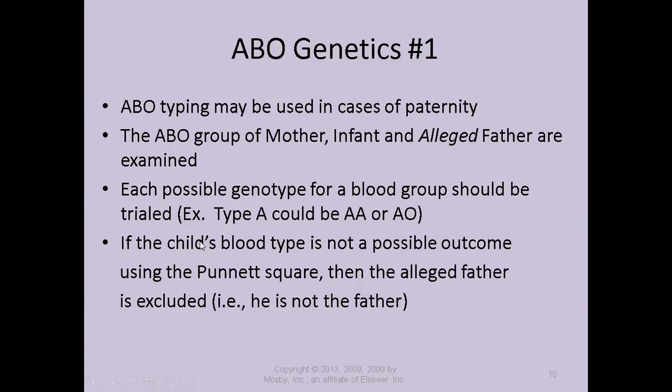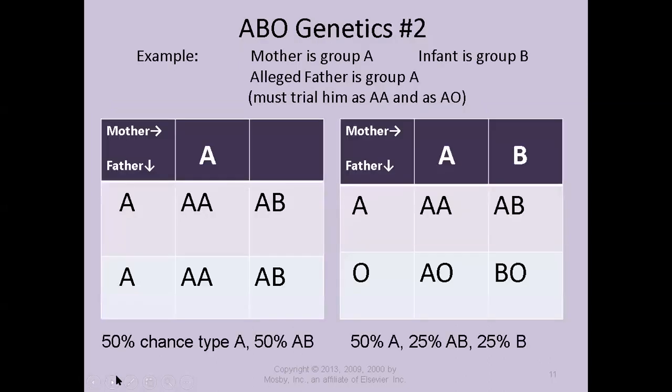After doing the trial, if the child's blood type is not a possible outcome using the Punnett square, then the alleged father is excluded, meaning it can't be him. Okay, he is not the father. So here are some examples.